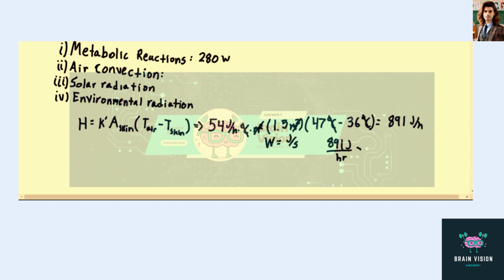The way we do that is multiply 891 joules per hour by 1 hour over 3,600 seconds, which is how many seconds there are in 1 hour. Now we can cancel out the hours, and we find that the heat from air convection is valued at 0.2475 watts. So that's the answer for that source of heat.